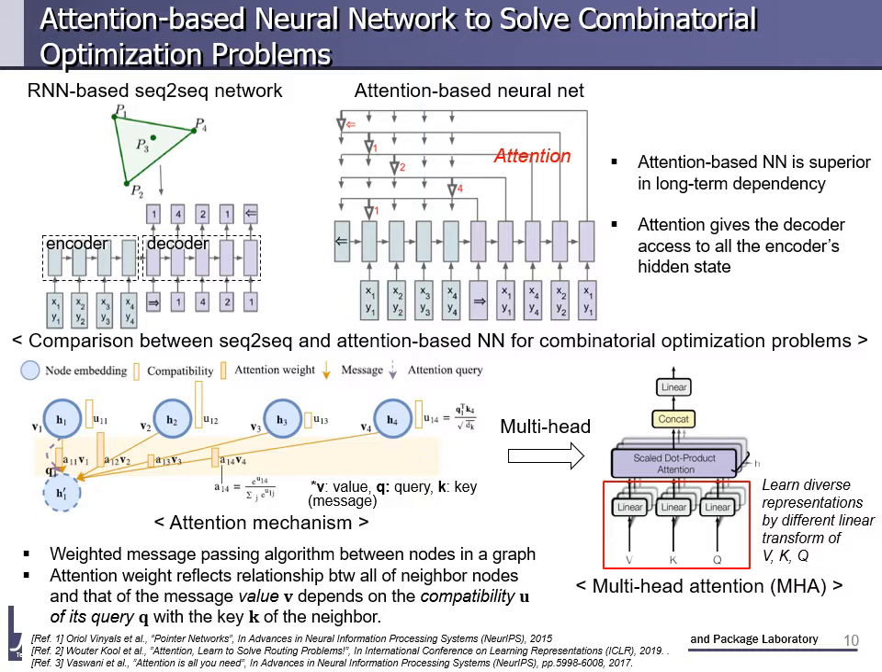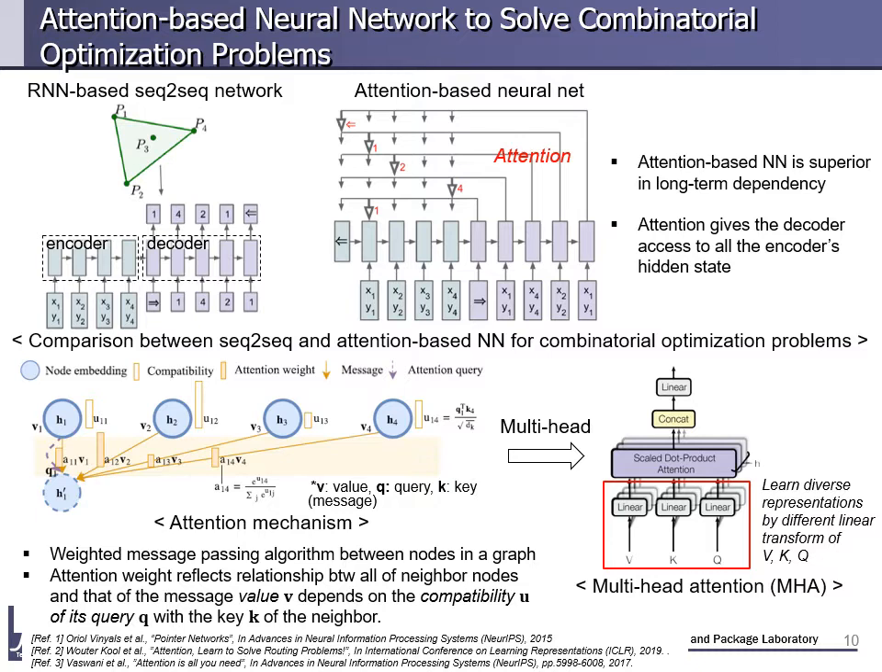Not only the way of updating the policy network, but also one of the most dominant factors that affects the performance is the policy neural network itself. Not long ago, RNN-based sequence-to-sequence neural network models were widely used to solve combinatorial optimization problems. But in 2015, an attention-based neural network called the pointer network was proposed, and its performance critically outperformed the previous networks. This is because attention-based neural networks are superior in long-term dependency, since attention gives the decoder access to all the encoder's hidden states. Details on the attention mechanism are shown in the figure below.